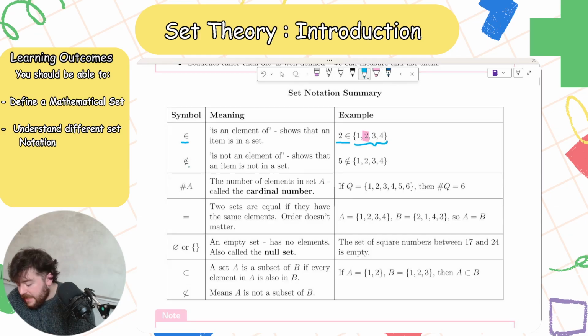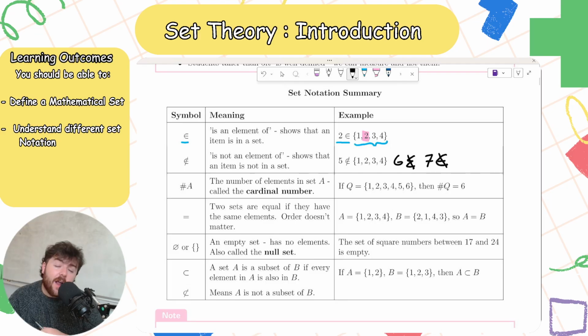If we have the element symbol but with a line through it, that means it's not an element of this set. So 5 is not an element of this set. 6 isn't an element of this set. Right? 6 is not an element of that set. 7, not an element of that set. The hashtag is called the cardinal number. Hashtag A. What does cardinal number mean? The cardinal number is the number of elements in a set. So if Q is equal to 1, 2, 3, 4, 5, 6, then hashtag Q, or the cardinal number of Q, is 6 because it has 6 elements.